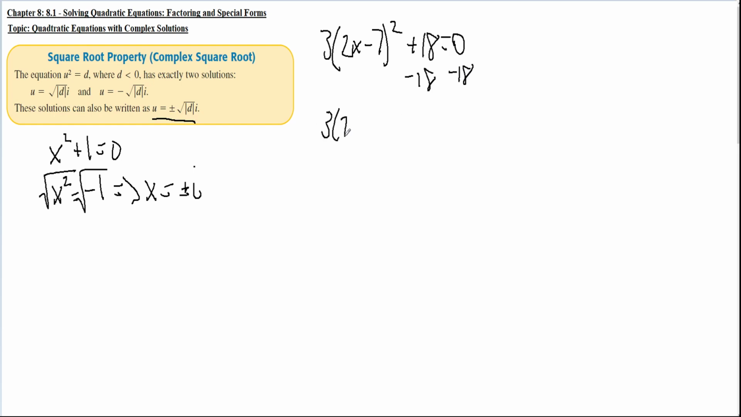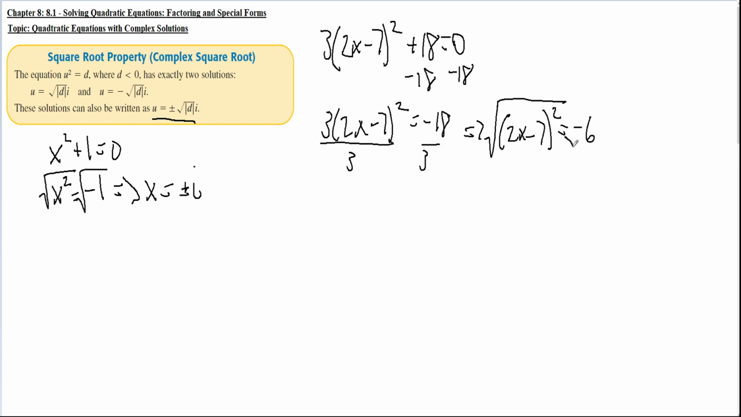So we have 3 times 2x minus 7 squared equal to negative 18. And then we can divide both sides by 3. So we have 2x minus 7 squared equal to negative 6. And so now we're ready to take the square root of both sides. So now we have 2x minus 7, which is equal to plus or minus the square root of 6 i.